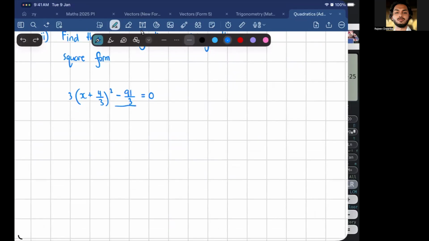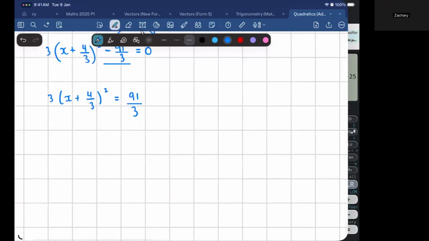I'm going to take the minus 91 over 3 and I'm going to move it across. So Zachary, if I move across minus 91 over 3, what would that turn to? It will be equal to positive 91 over 3. Okay, what's the next step? Square root, is it? Not so fast.